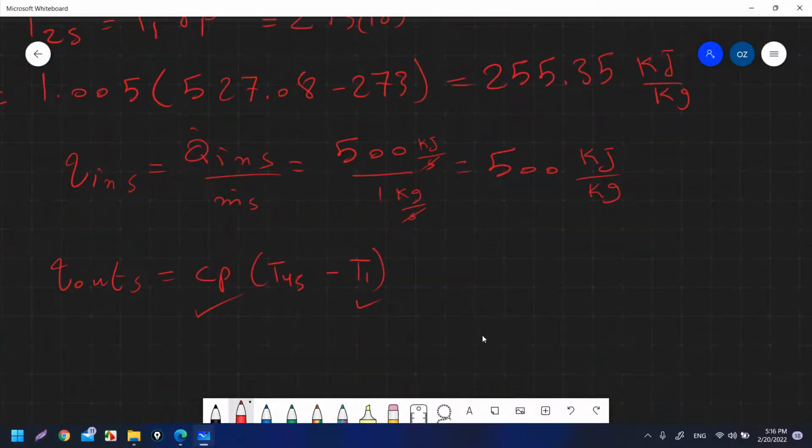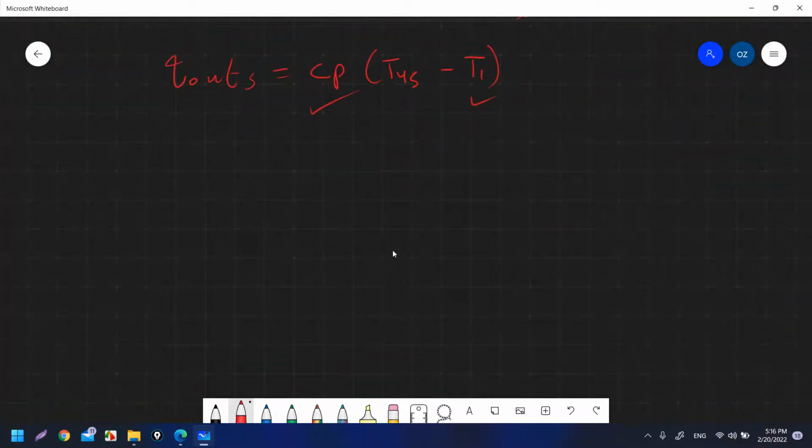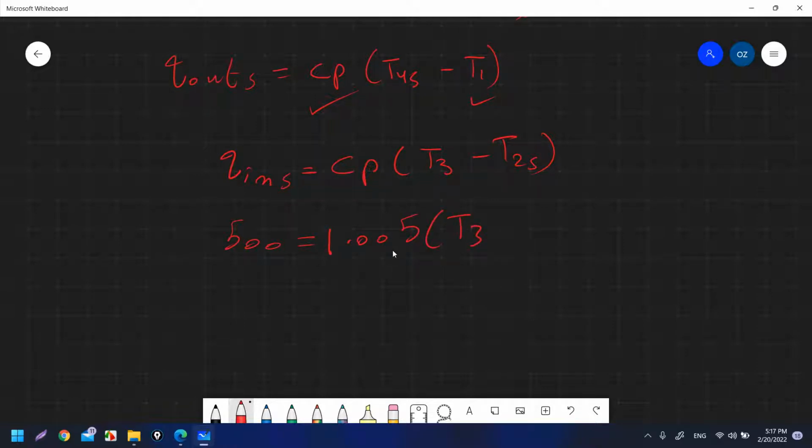Okay, so let's use the equation for Qn, that QNS is equal to CB times T3 minus T2S. I have CB, I have T2S, I have QNS, so let's find T3. So 500 equals 1.005 times T3 minus 527.08. I want to find T3, so shift solve with the calculator. So T3 is equal to 1024.59 Kelvin.